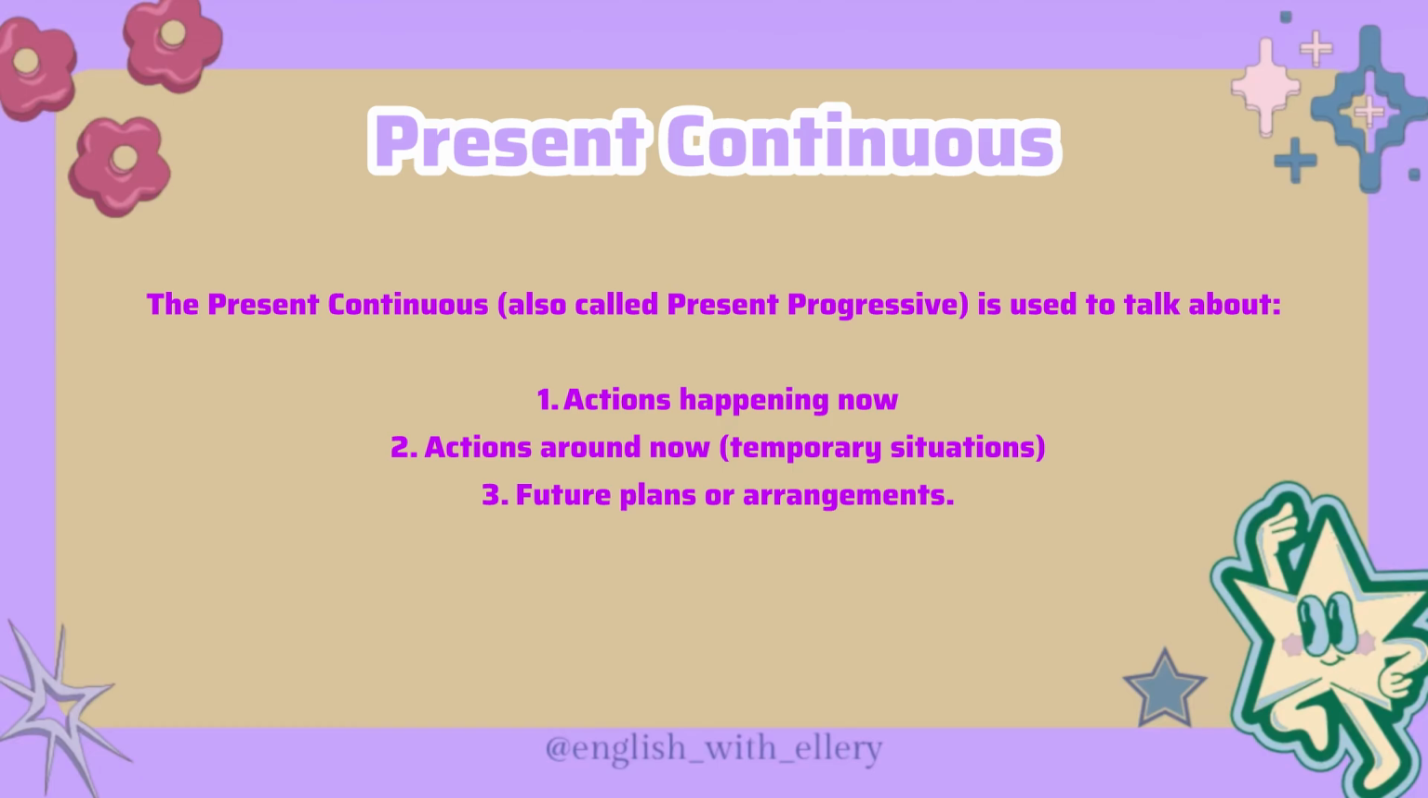The present continuous, also called present progressive, is used to talk about: 1. Actions happening now, 2. Actions around now, temporary situations, 3. Future plans or arrangements.